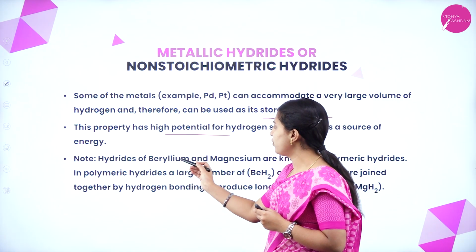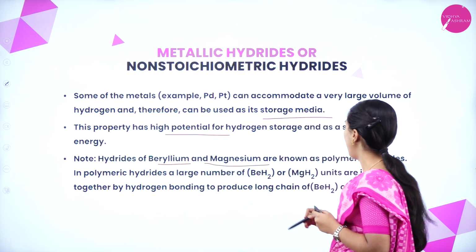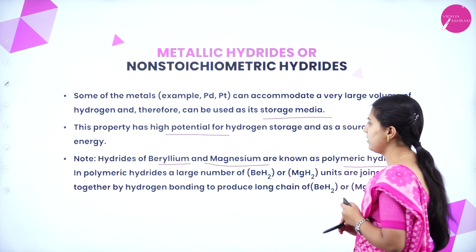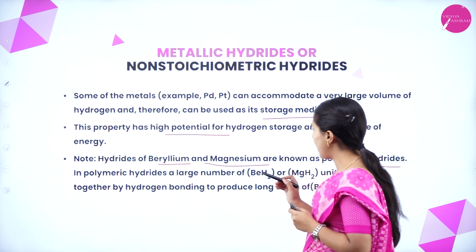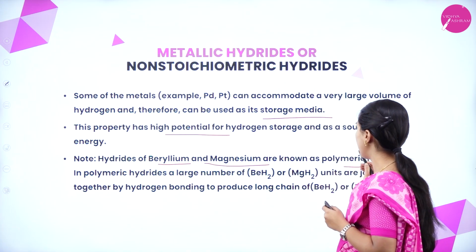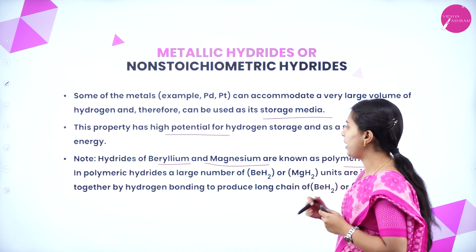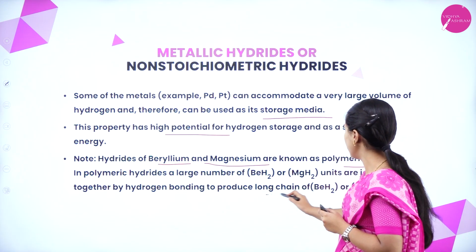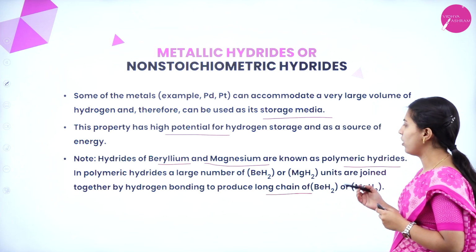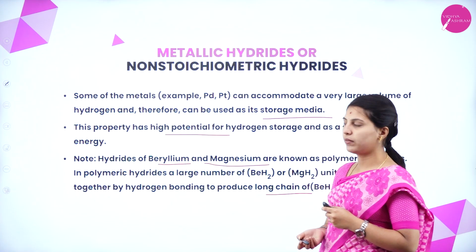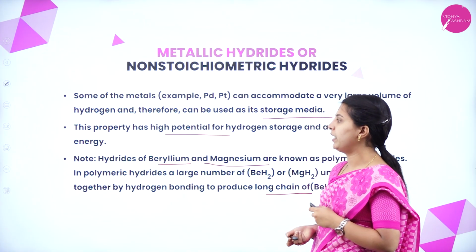Here note, hydrides of beryllium and magnesium are known as polymeric hydrides. In polymeric hydrides, a large number of units are joined together by hydrogen bonding to produce a long chain of beryllium hydride or magnesium hydride. Okay, that is polymeric hydride.